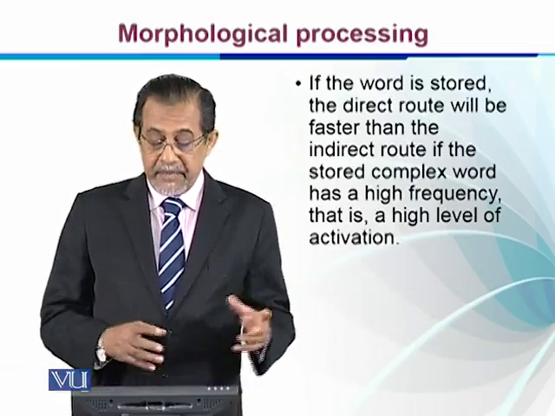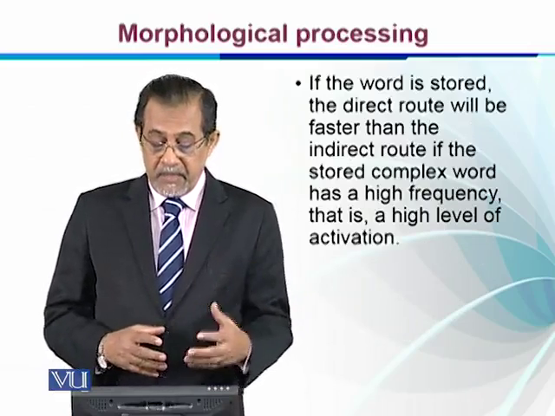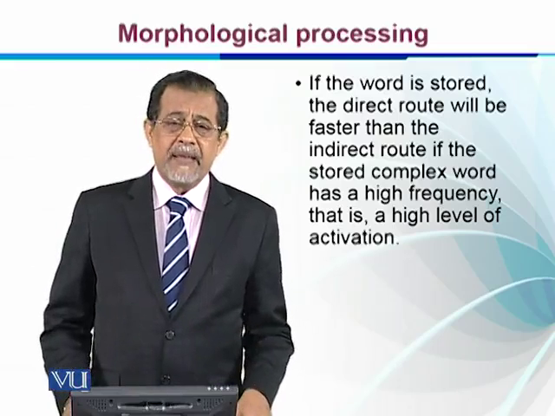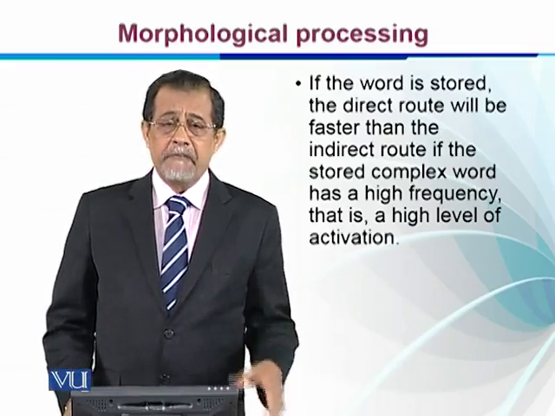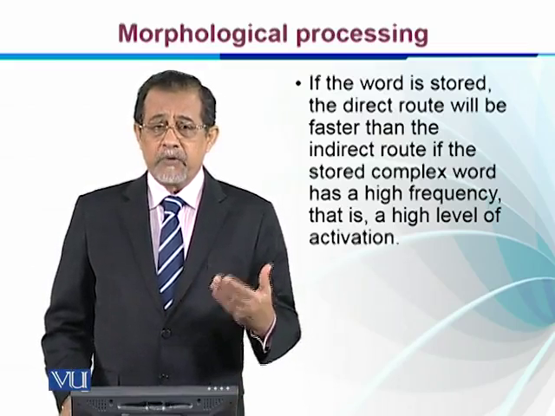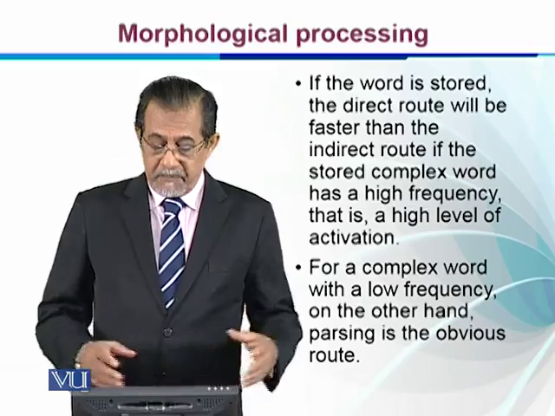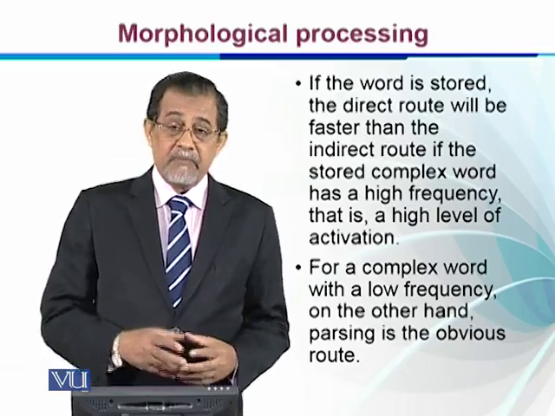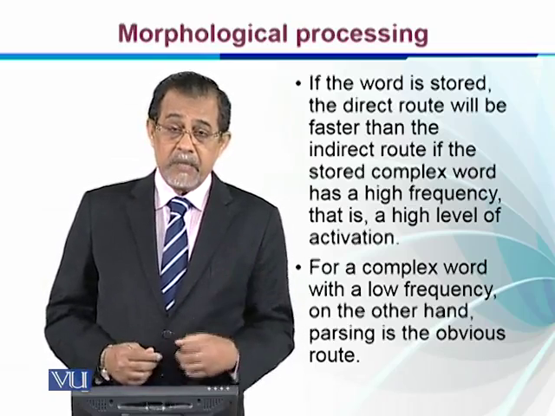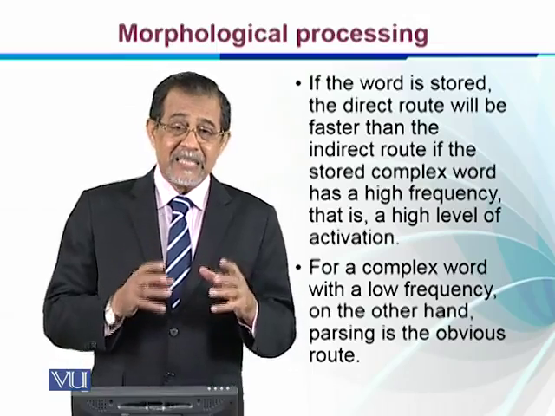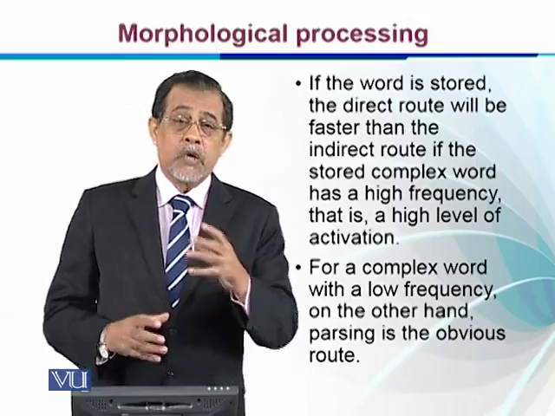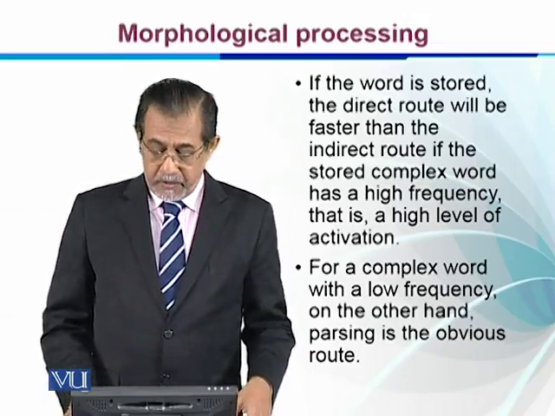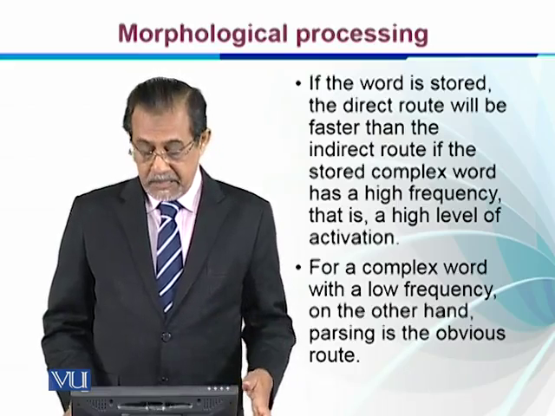If the word is stored, the direct route will be faster than the indirect route if the stored complex word has a high frequency, that is, a high level of activation. Obviously, if we are already familiar with that word, the direct route will be adopted. For a complex word with a low frequency, on the other hand, parsing is the obvious route. So here comes a new situation. The word is complex and it has a low frequency, that is, it's not in our active use, it's found in our passive use. So in that case, again, we will be parsing it.